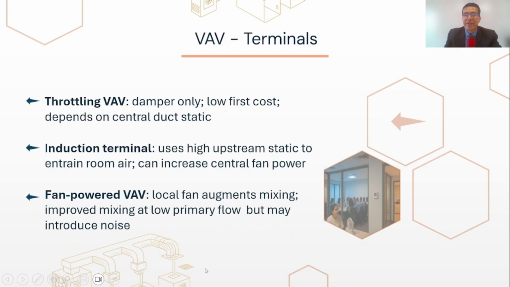Then we have fan power boxes. They incorporate a local fan to improve mixing between primary air from the air handling unit and recirculated air from the room or plenum. This helps maintain air motion and mixing at low primary flows, but the local fan adds sound.